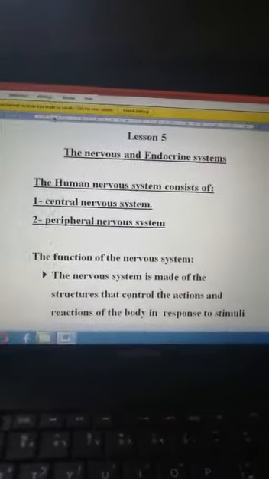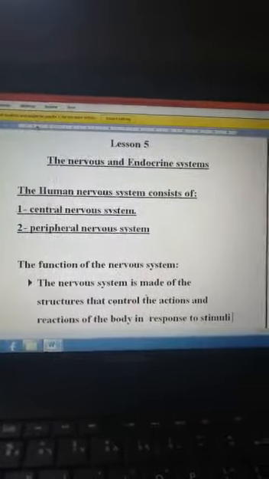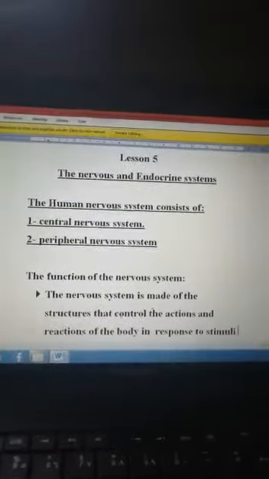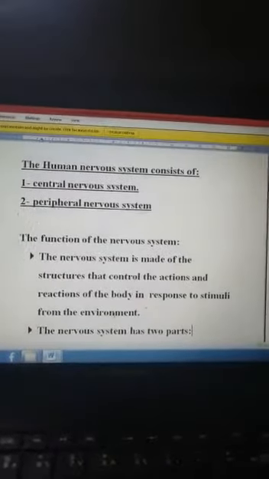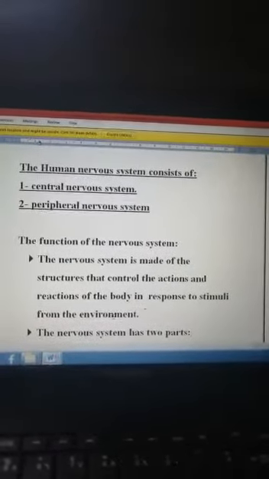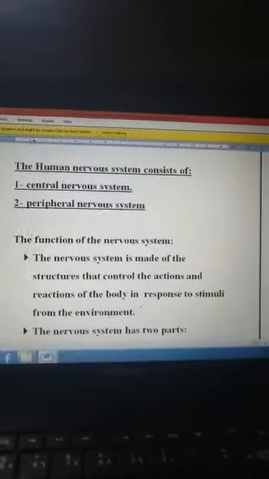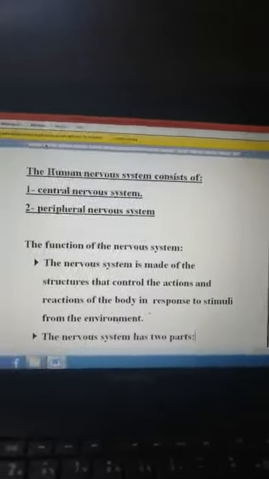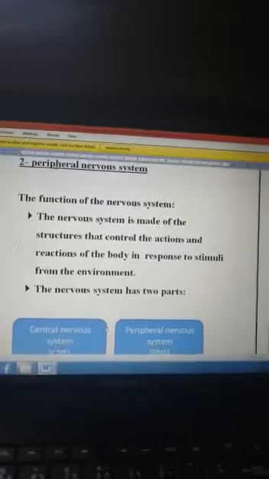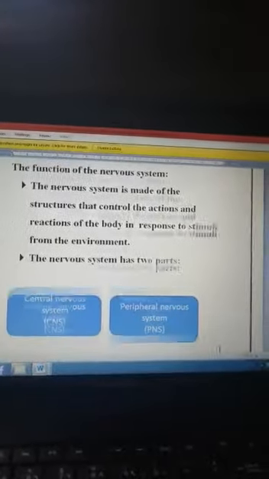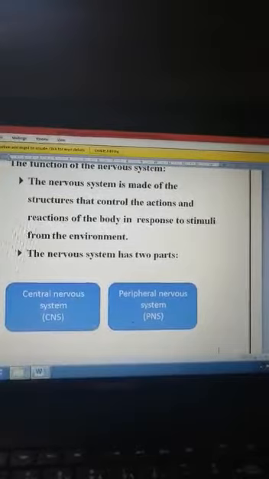What is the function of the nervous system? The nervous system is made of the structures that control the actions and the reaction of the body in response to stimuli from the environment. The nervous system has two main parts, central nervous system and peripheral nervous system.